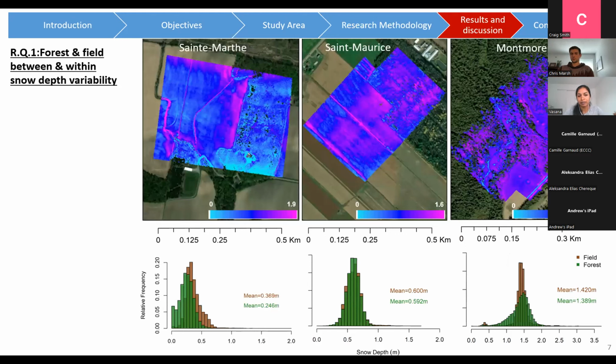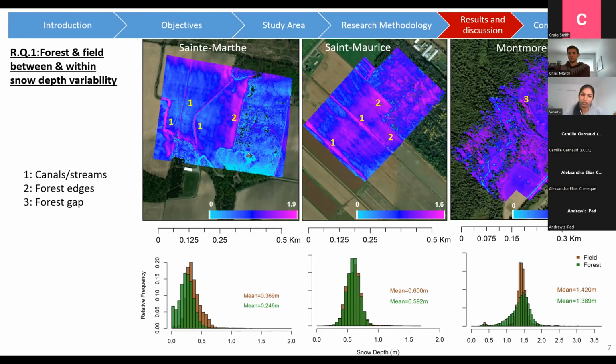Moving on to results, these are the snow depth maps we derived from our collected LiDAR data from our system. At a glance, you would see on average the open field areas accumulate more snow than the adjacent forested areas in all three sites. And the small scale variability of the snow erosion and snow accumulation patterns is also well captured by UAV LiDAR, especially in these two agroforested sites, Saint Mark and Saint Maurice.